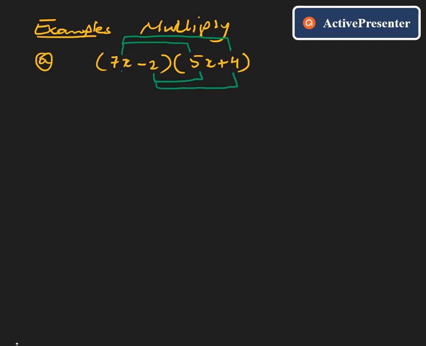So our answer should be, this multiplication is equal to 7x multiplied in 5x is 35x squared, and 7x multiplied in 4 should be plus 28x, and minus 2 multiplied in 5x should be minus 10x, and minus 2 multiplied in 4 should be minus 8. So adding like terms, this should be 35x squared plus 18x minus 8.